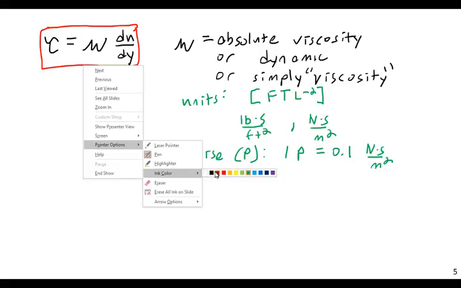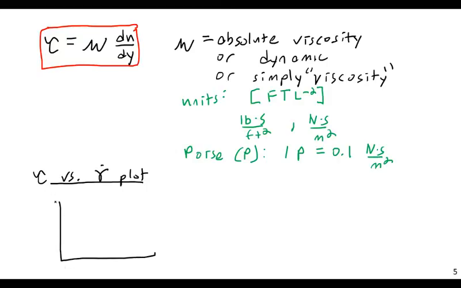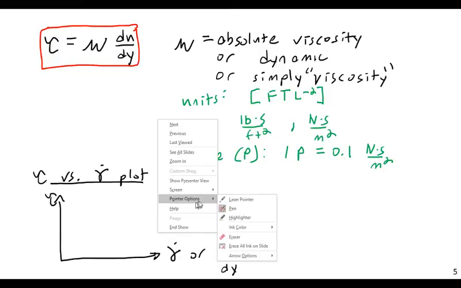Basically, as you go higher in the fluid, you will end up with a higher amount of shear stress. If I want to interpret this graphically, I can have something like this. So this would be gamma dot, or du over dy, and this would be tau. And then you would have a curve something like this.